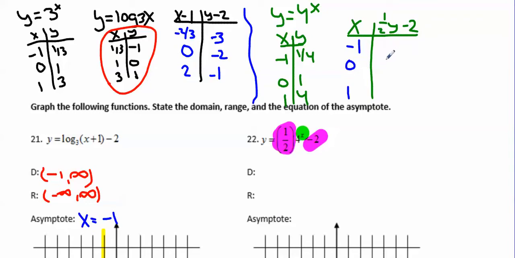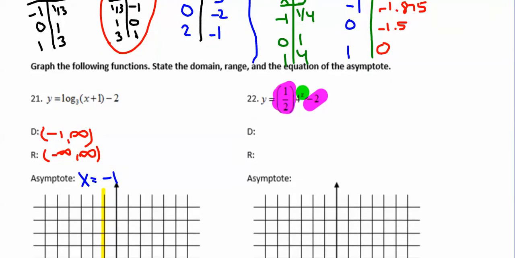We have 1/4 times 1/2, that is 1/8, minus 2, that is -1.875, just because I'm looking at the answer key. Then we take 1/2 times 1 minus 2. That one you can do in your head. That's -1.5. And then we have 1/2 times 4. That's 2. 2 minus 2 is 0. Now let's go ahead and graph this.